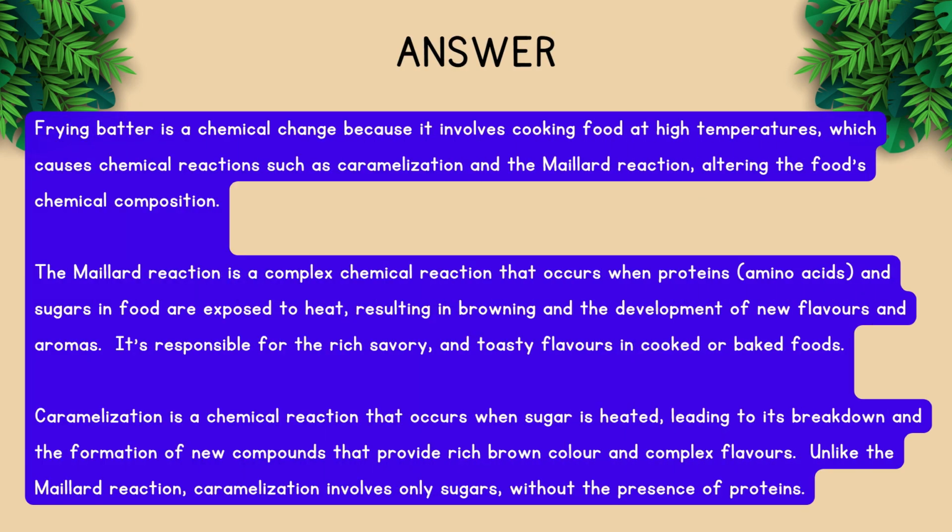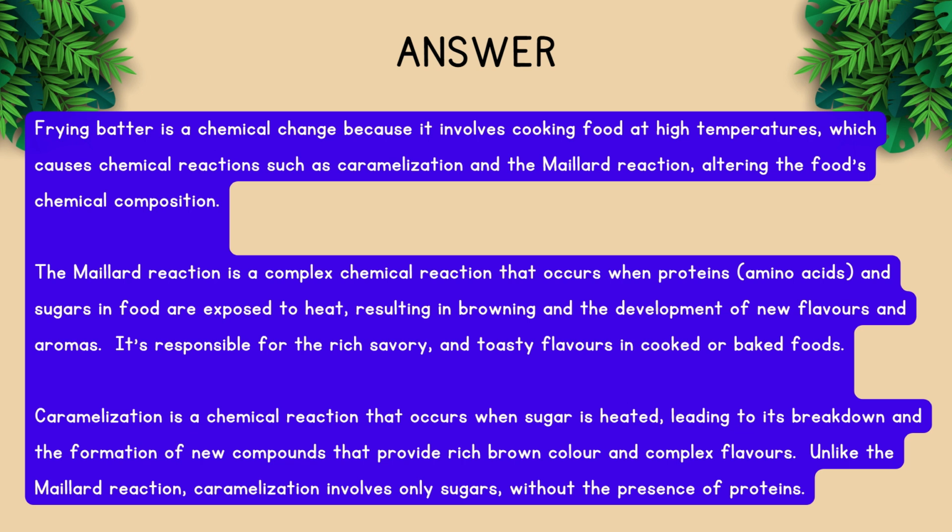Frying batter is a chemical change because it involves cooking food at high temperatures, which causes chemical reactions such as caramelization and the Maillard reaction, altering the food's chemical composition. The Maillard reaction is a complex chemical reaction that occurs when proteins, amino acids, and sugars in foods are exposed to heat, resulting in browning and the development of new flavors and aromas. It's responsible for the rich, savory, and toasty flavors in cooked or baked foods.